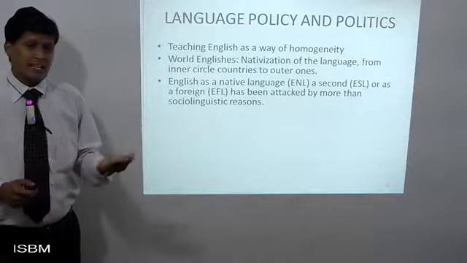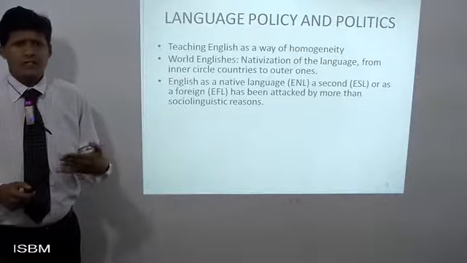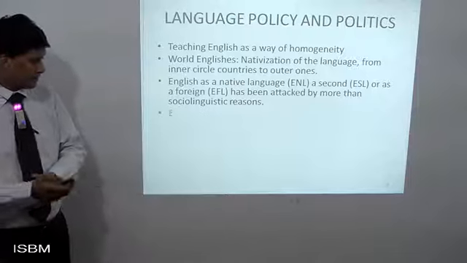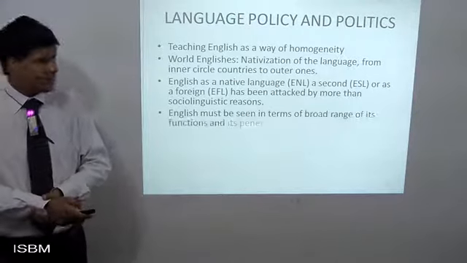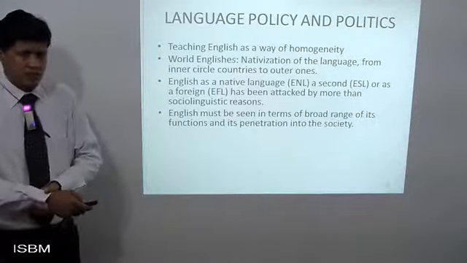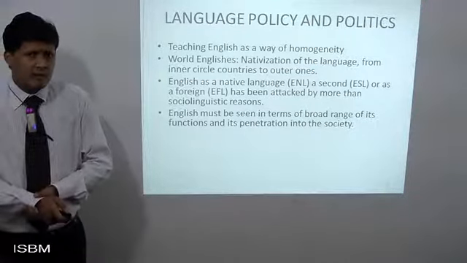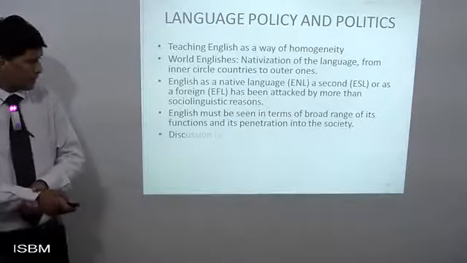If you see countries like China, they have still restricted to Chinese as their first language, although English is taken up as a second language. English must be seen in terms of a broader range of its functions and its penetration into society as well, because it has started becoming the language of business as well.